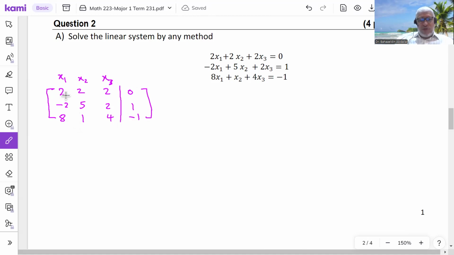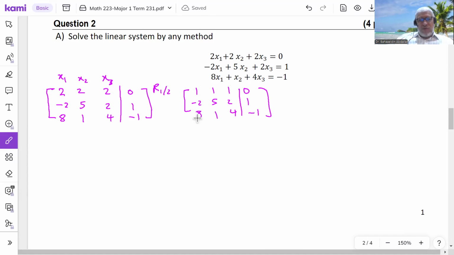To change a number to 1, you have two ways: either divide the first row by 2, or if you have 1 below, you can interchange the two rows. There is no 1 below, so the easiest way here is to divide row 1 by 2. So I will have 1, 1, 1, 0, and the second row and the third row will not change. Now I have 1 here.